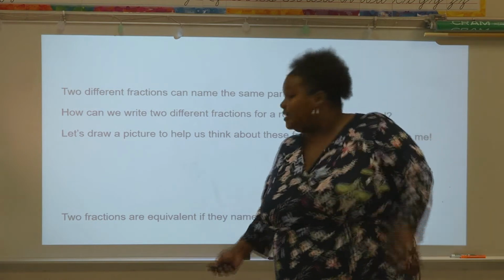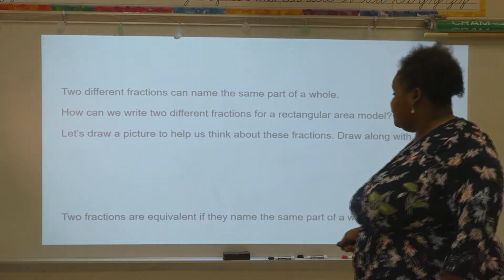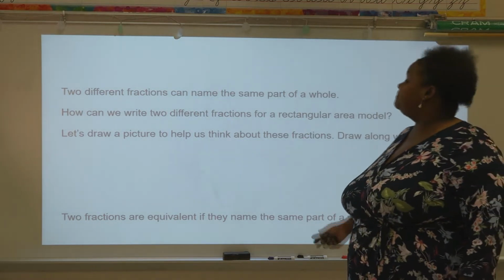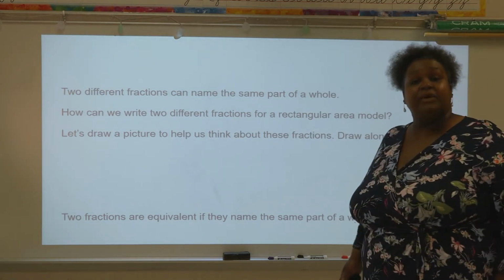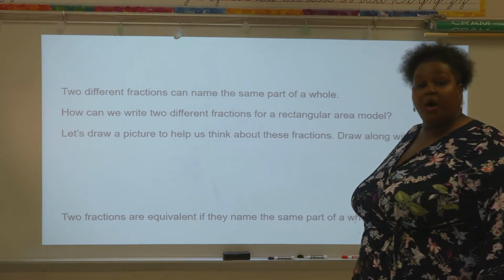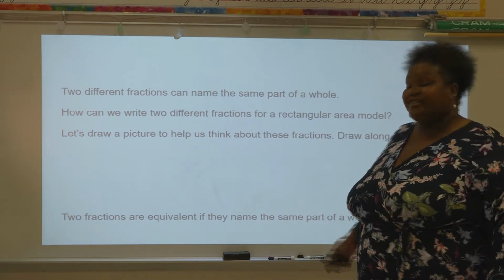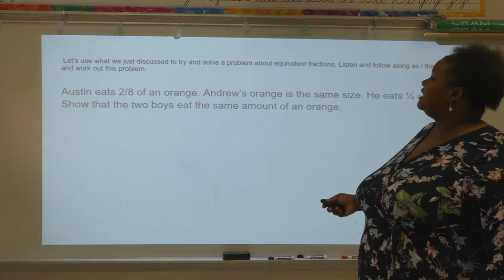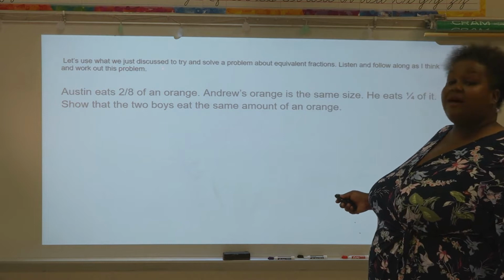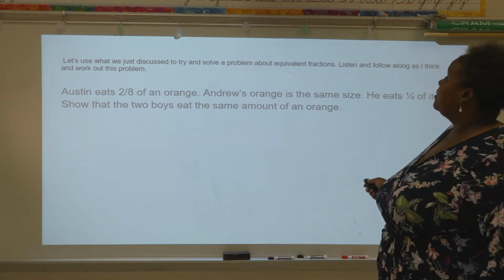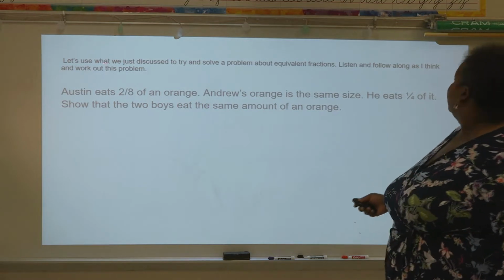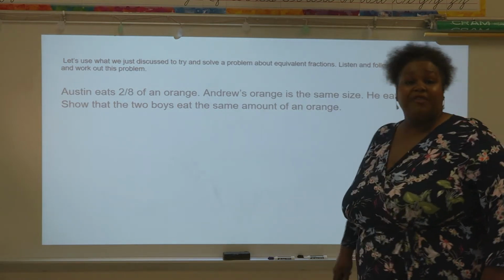Don't forget, two fractions are equivalent if they name the same part of a whole. And with that model, it named the same part of the whole. The whole did not change. Let's look at a word problem. Let's use what we just discovered to try and solve a problem about equivalent fractions. Listen and follow along as I think and work out this problem.